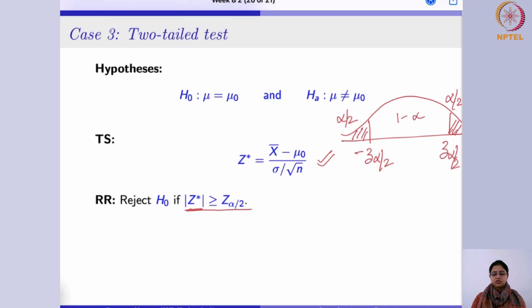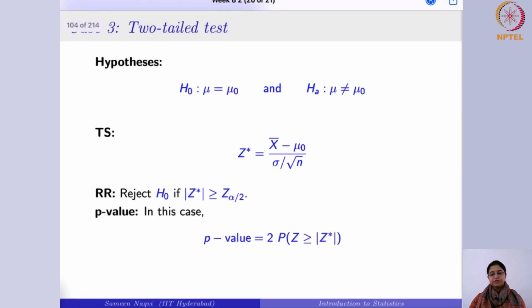It is coming because the alternative is mu not equal to mu naught. It means it can go in either direction. So your test statistic could also fall either way. It can be less than minus z alpha by 2 and it can be greater than z alpha by 2. That is why it can be written as mod of z star is greater than or equal to z alpha by 2. Likewise, your p-value would be twice the probability that z is greater than or equal to the absolute value of z star.